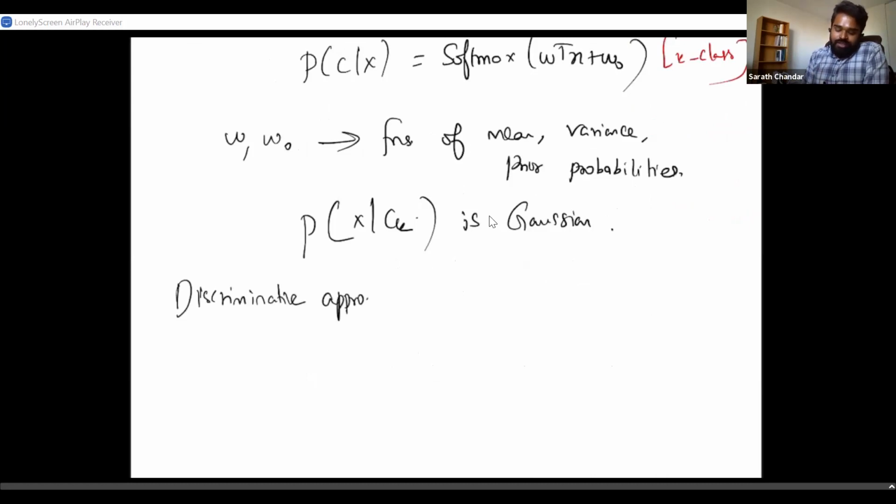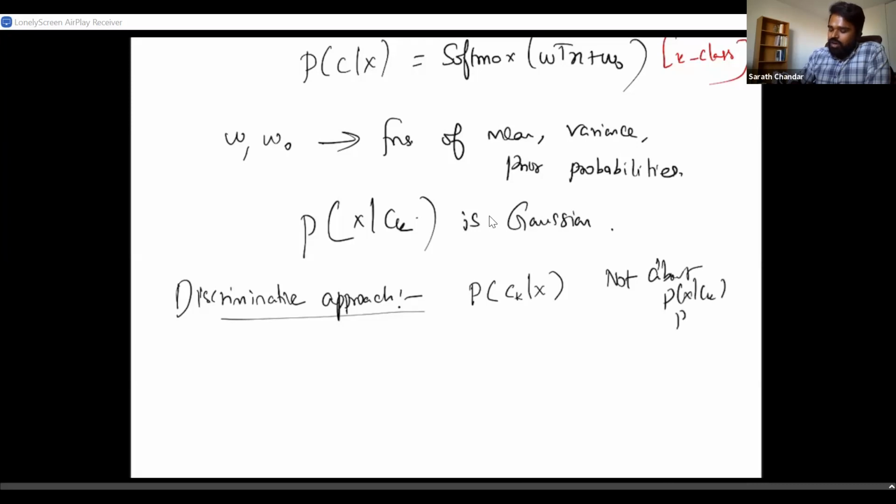The discriminative approach, as we know from the definition, is just focusing on the probability of Ck given X. It just cares about that probability. It doesn't care about the probability of X given Ck or P of Ck, which is what generative models do. On the other hand, discriminative approaches would just care about probability of Ck given X.